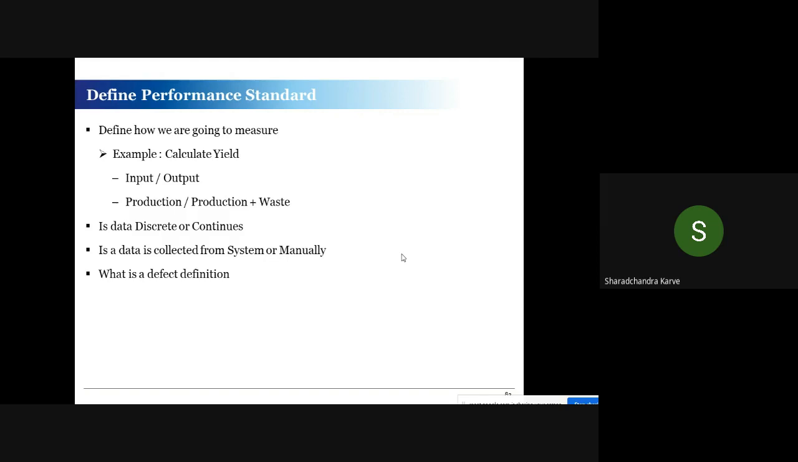That is, what is the data collected from a system or manually, and what exactly the defect definition is. It is important to understand, because the capability of your process goes with the defect definition in place. So what are you going to call a defect? It depends on what your target is. Basically, if you are not meeting a target, then it is called a defect.